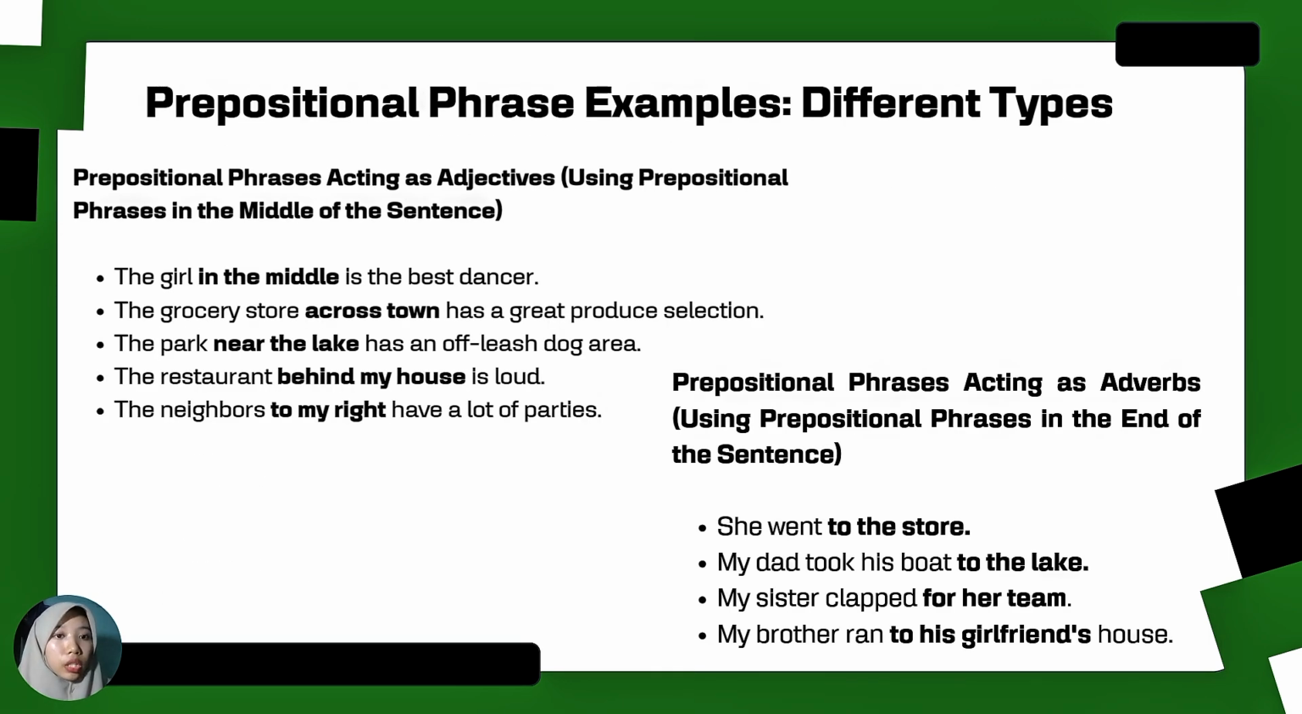Next, prepositional phrase examples of different types. Prepositional phrases acting as adjectives, placed in the middle of the sentence. For example: The girl in the middle is the best dancer. The grocery store across town has a great produce selection. The park near the lake has an off-leash dog area. The restaurant behind my house is loud. The neighbors to my right have a lot of parties.